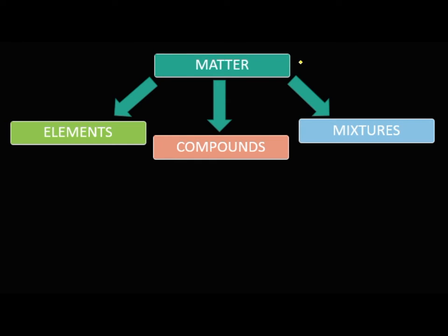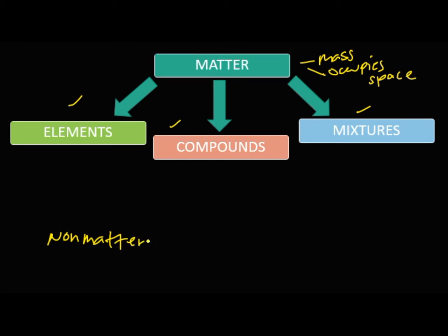Matter is anything that has mass and occupies space, or it has volume. And these three are the general examples of matter: the elements, compounds, and mixture. Those that do not fall under these categories are called non-matter. Again, those that are not included or do not fit any of these categories are called non-matter.